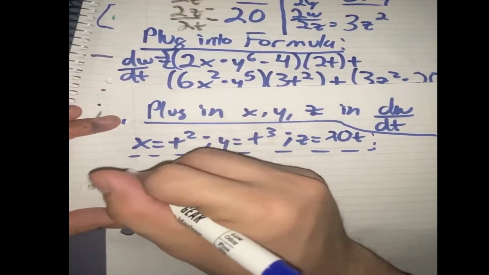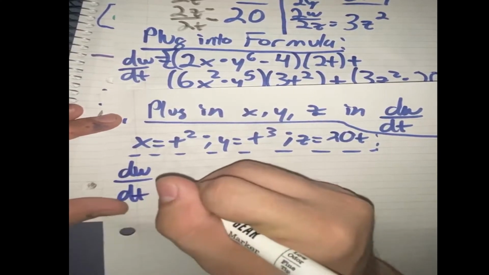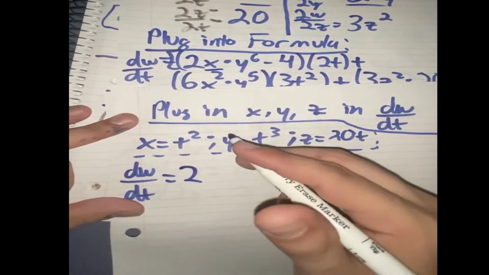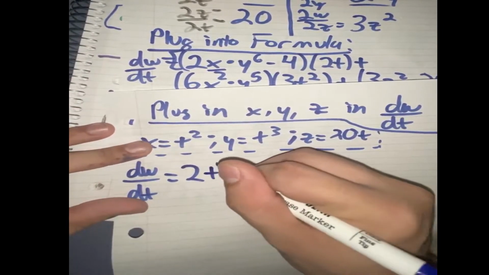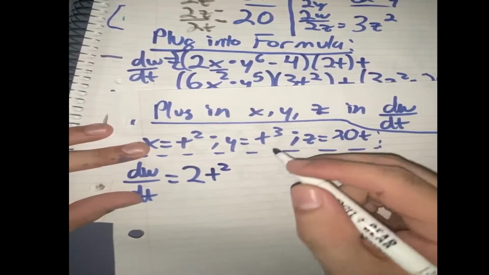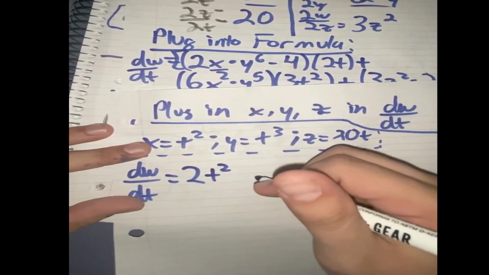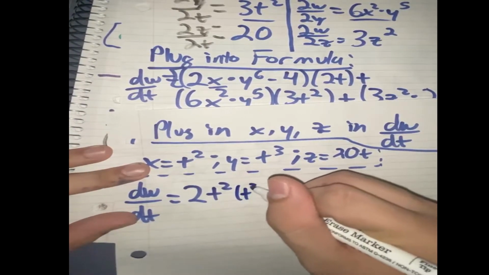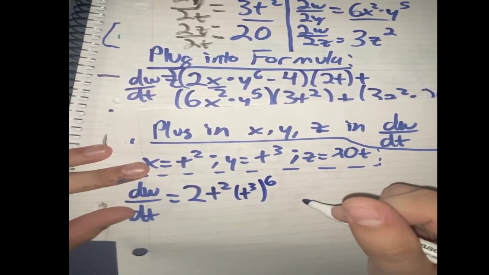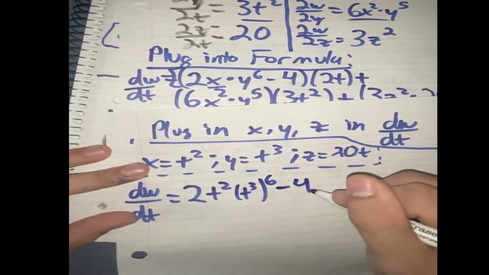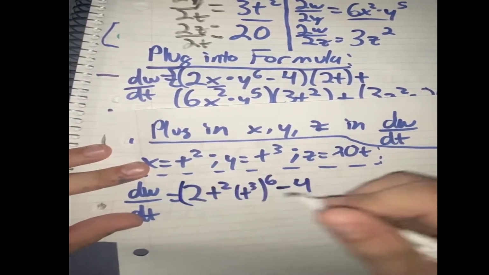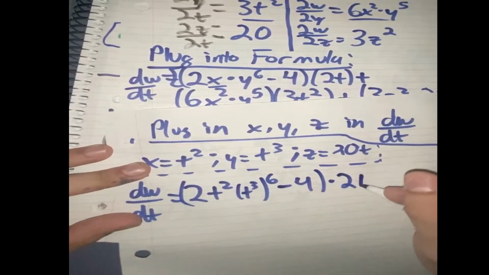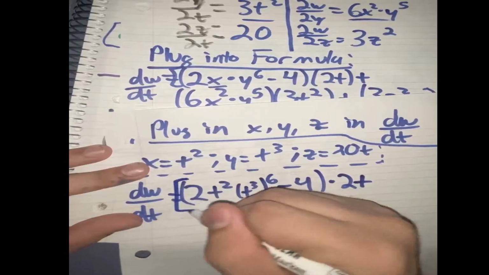So dw over dt is equal to 2 times x. We substitute x with t squared, times y to the 6, so t cubed raised to the 6th power, minus 4 times 2t. We don't have to plug in anything there because it's not a term of x, y, or z.